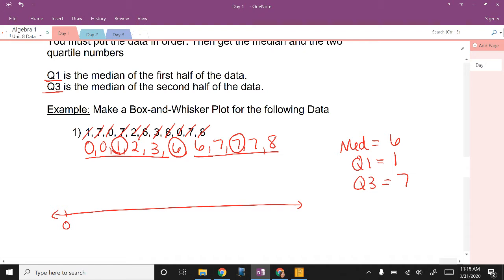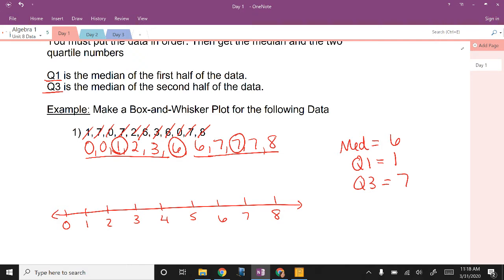So 0 is my first number in my data. 8 is my last number. So try to evenly space the best you can those numbers, and I'm not very great at that. So you can already tell I'm getting a little too far apart over here. Okay, but try to evenly space the best you can.